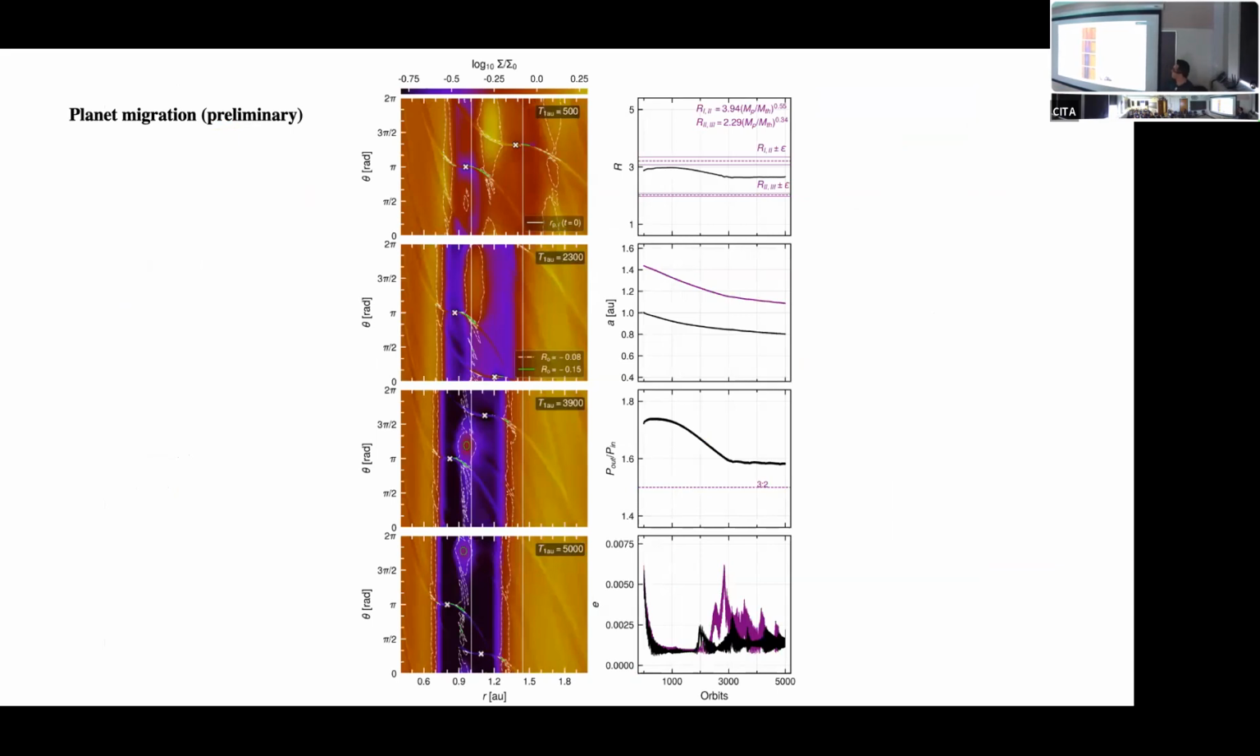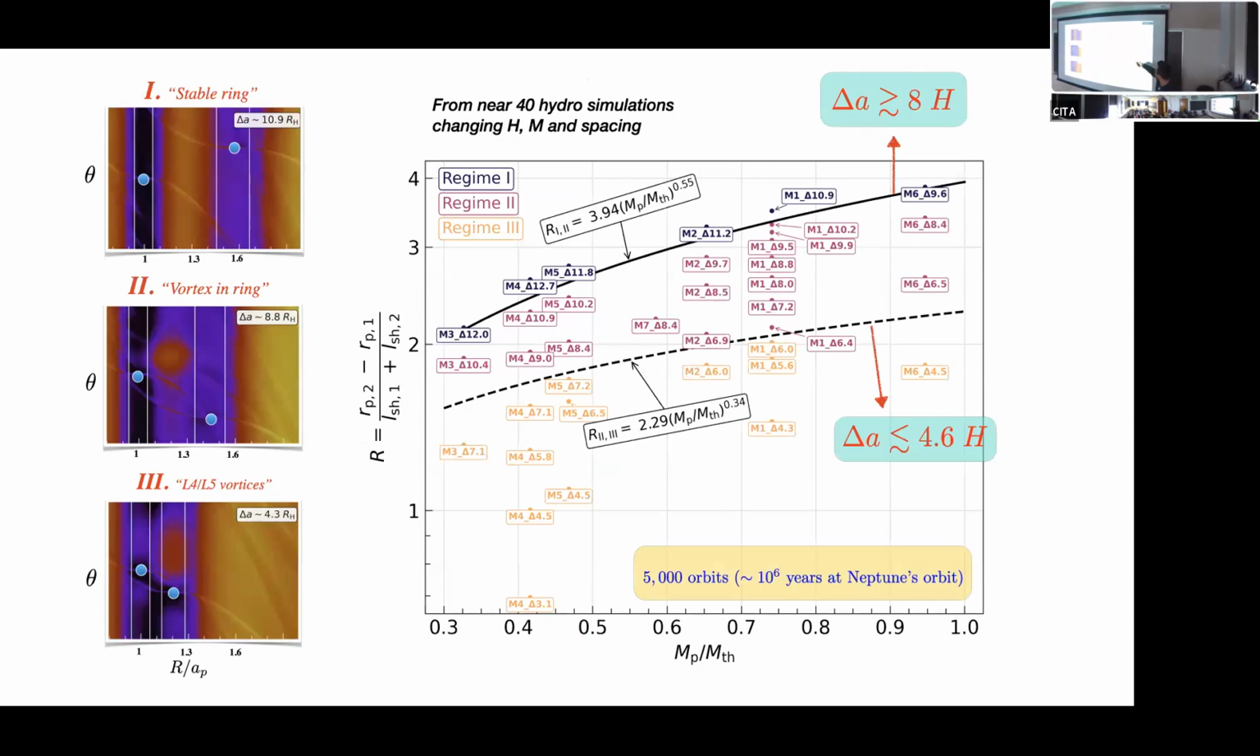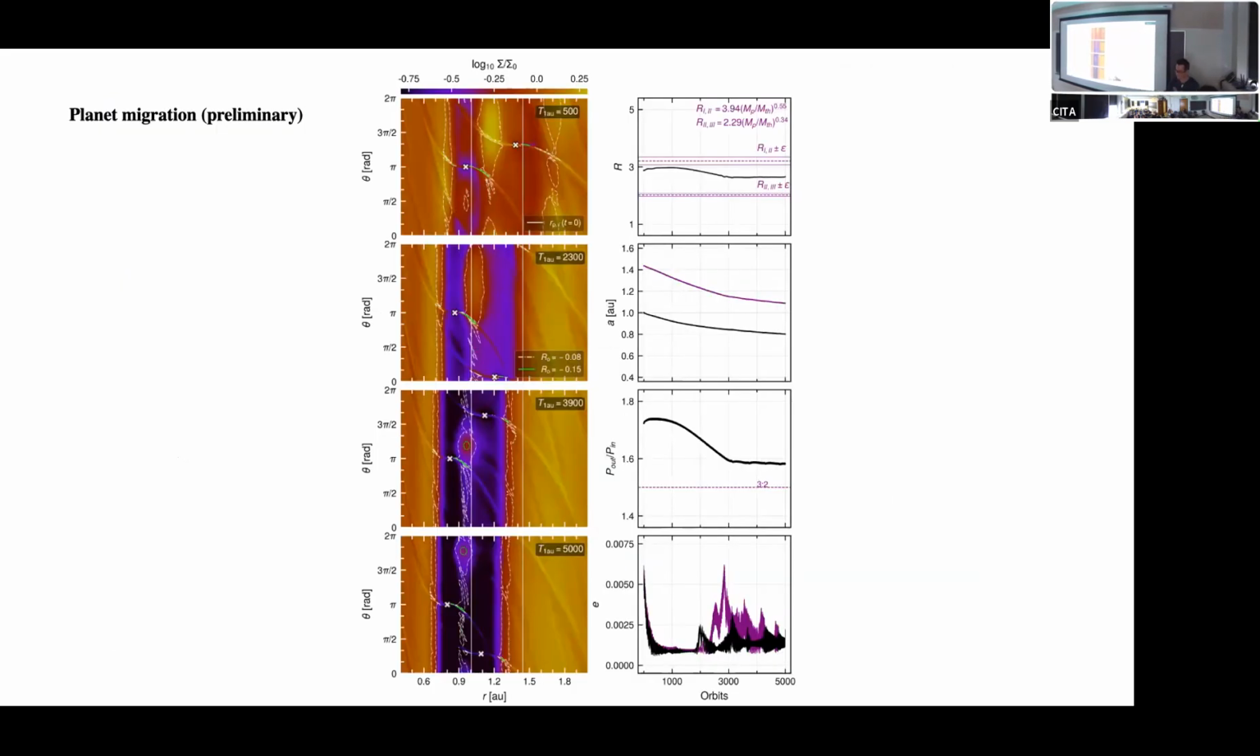This is just preliminary work doing migration. So this is a similar figure to the one I showed before, 500 orbits up till 5,000. Of course, since the planets are getting closer together in this particular case, this is the period ratio, you're transitioning in this figure from being somewhere in here to being closer to this other regime, although we haven't really gotten there yet.